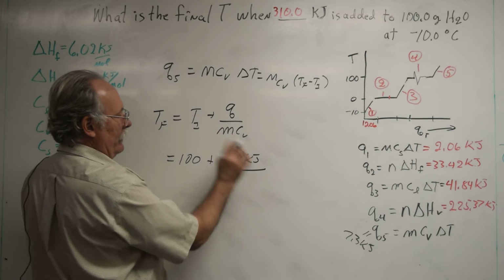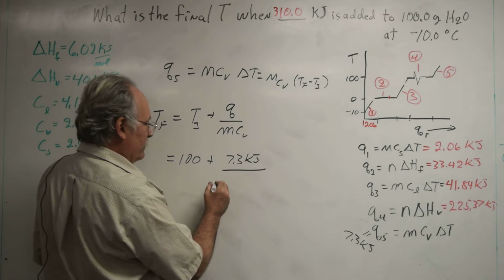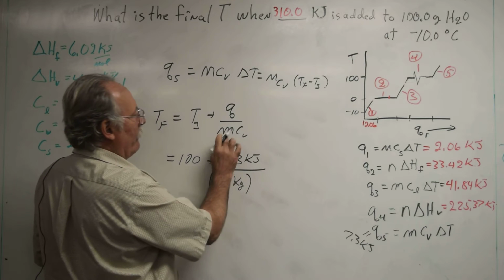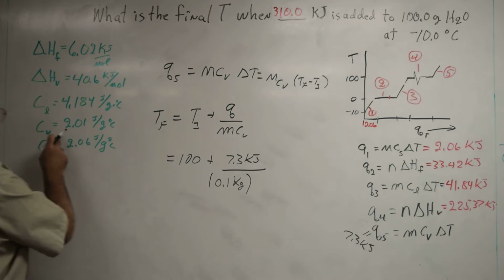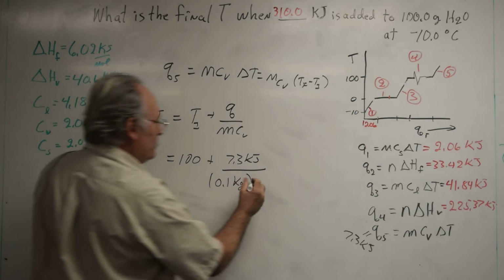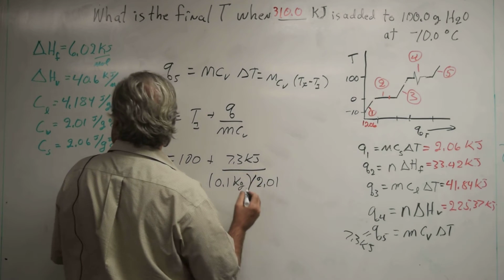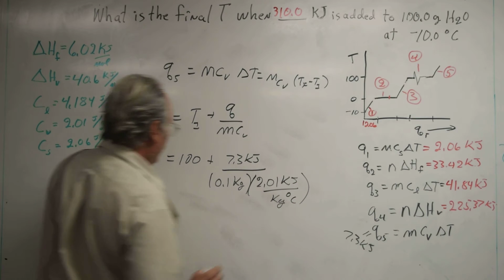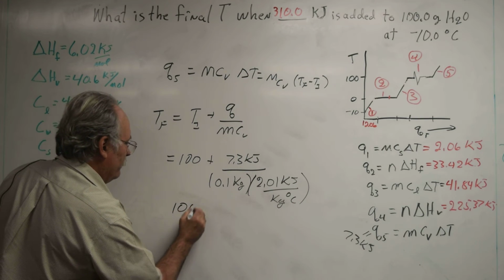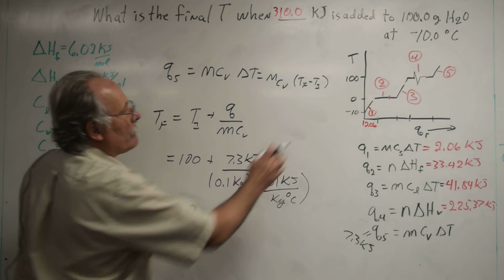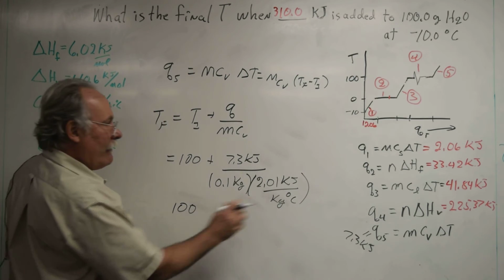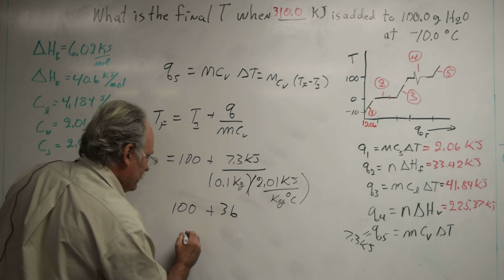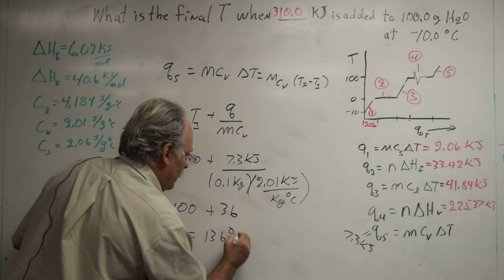I'm adding this to 100 grams. Since this is in kilojoules, I'll write the 100 grams as 0.1 kilograms left over of the mass. That's how much water I have. And the specific heat capacity of the vapor is 2.01. Now I'm going to convert these to kilojoules over kilograms, degrees C. Now this becomes 100, and it was really 100, and I now add to this this number here, which has 2 sig figs, so this is 36, and this will give me a final temperature of 136 degrees C.